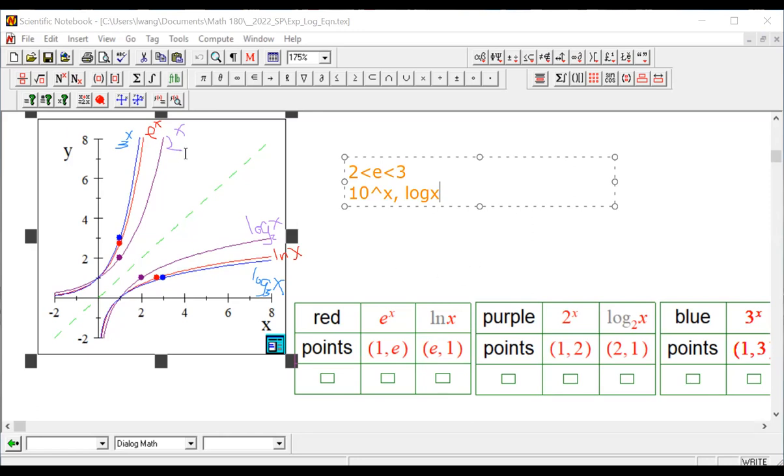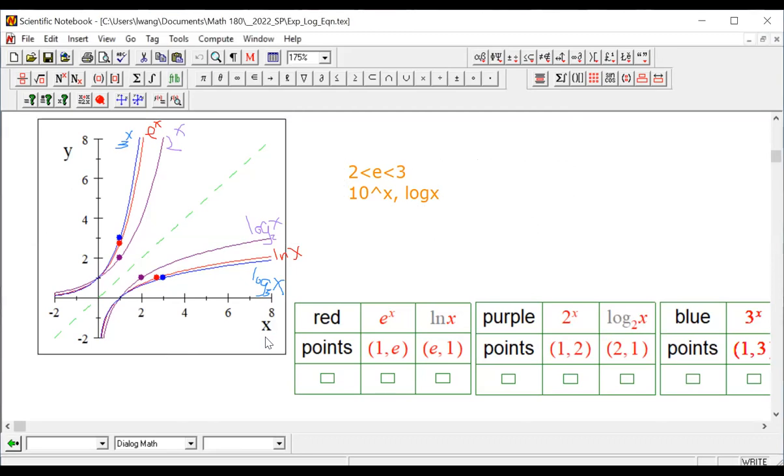So we've seen the pattern, right? For exponential functions, base 2, base e, base 3, the curve is getting steeper and steeper, the slope is getting larger as the base gets larger and larger. The logarithm, however, as the base gets larger and larger, the curve is getting flatter and flatter, closer and closer to x, right? So with that, let's confirm if our observation is correct.